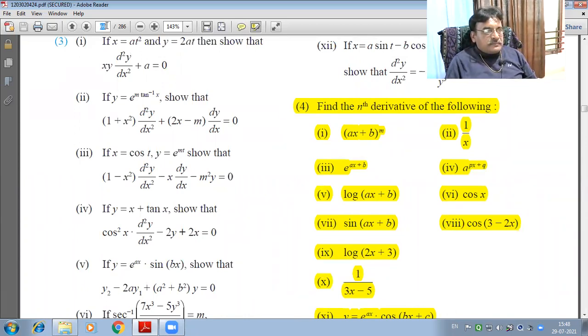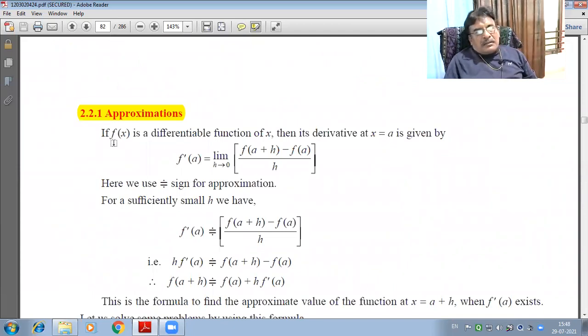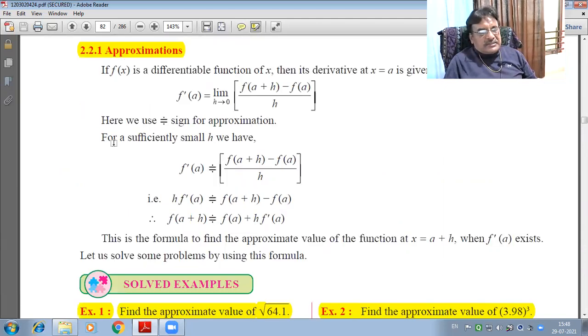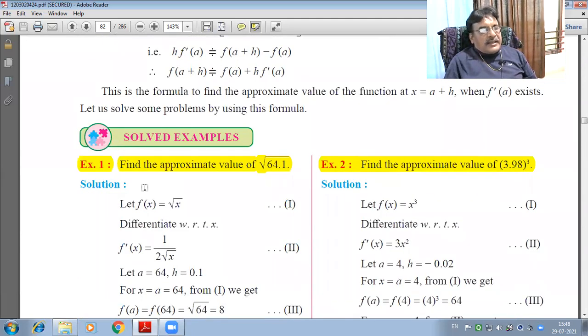This unit, that is problem number 4, is deleted. Next, in applications of derivative, approximation is deleted. That is chapter number 2, and the name of the chapter is applications of derivative, and approximation is deleted. Here example 1, find the approximate value of under root 64.1, is deleted. Example 2, find the approximate value of 3.98 to the power 3, is deleted.